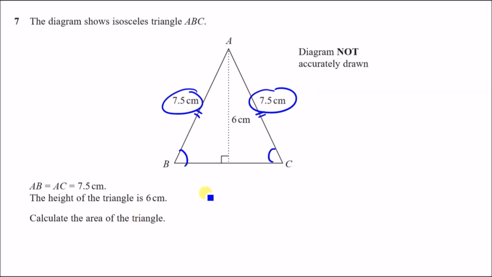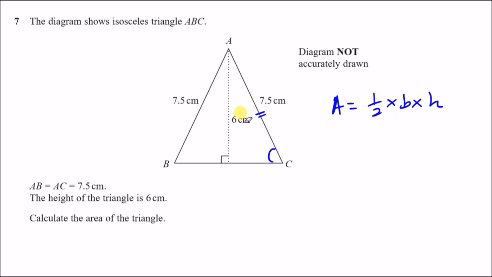To work out the area of the triangle, let's put a formula down. It's always half times the base times the height. We don't have a base, but we have a height. The only way to get the base is to use Pythagoras' theorem, because we've got a right angle triangle right here.